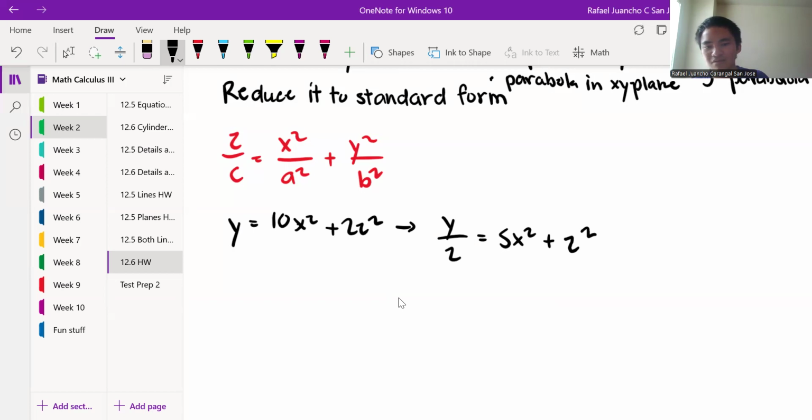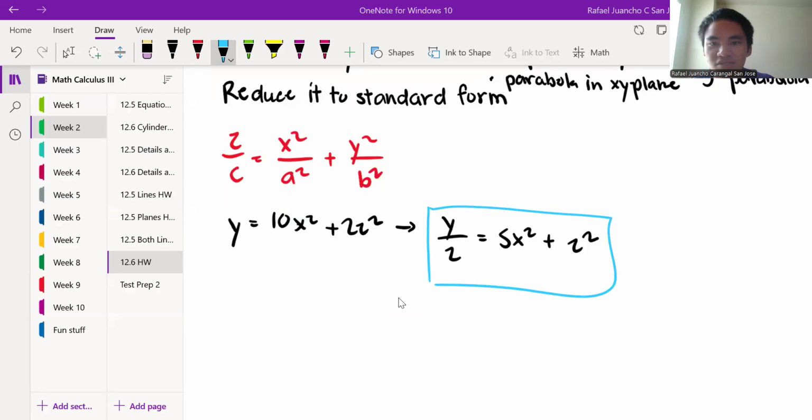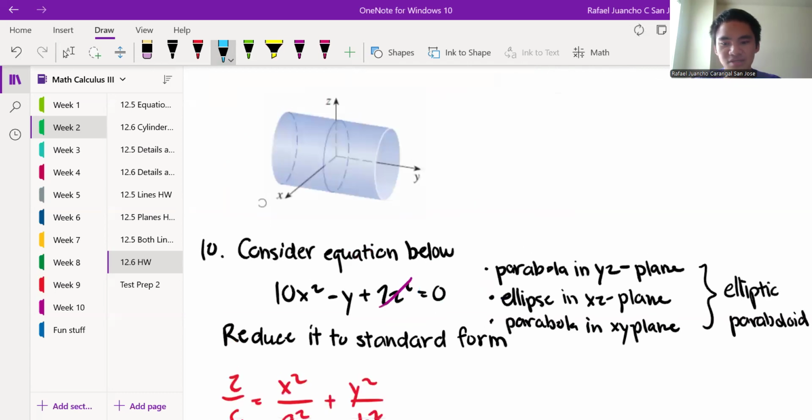I could have divided it by 10. That's fine. But this way seems okay to me, I guess. So I would say this is my standard form. I'm actually going to type it out and see what I get. Okay, y over 2 equals 5x squared plus z squared. And let's classify the surface, which you already did. It's an elliptic paraboloid. And again, we're sketching the surface. Okay, let's quickly submit and see if we got the standard form correctly, and if we identify the surface correctly.